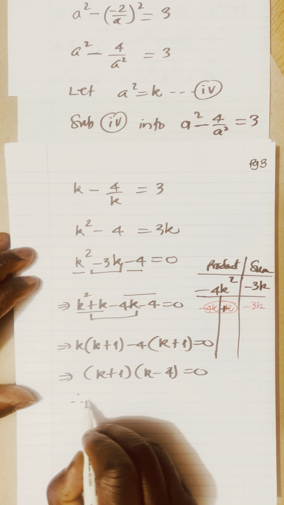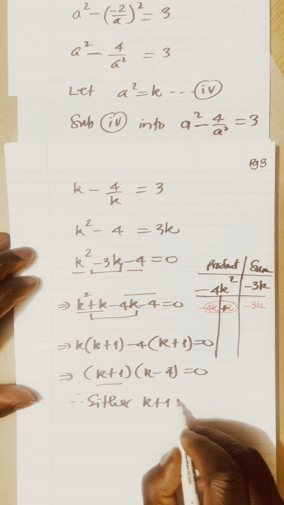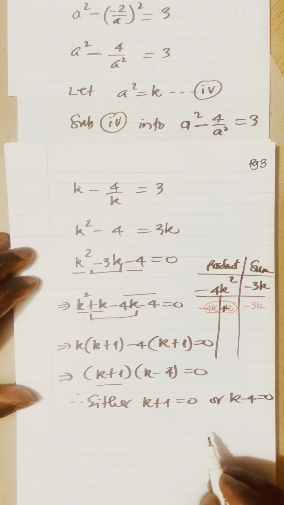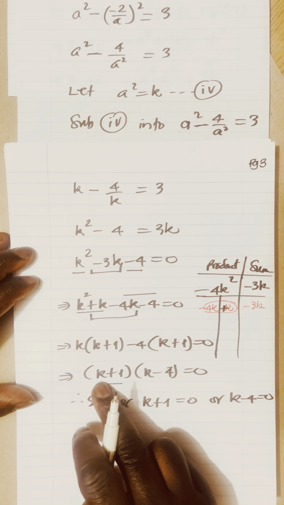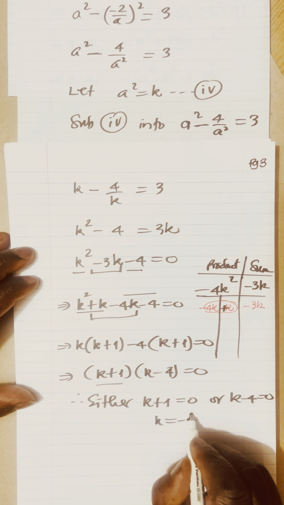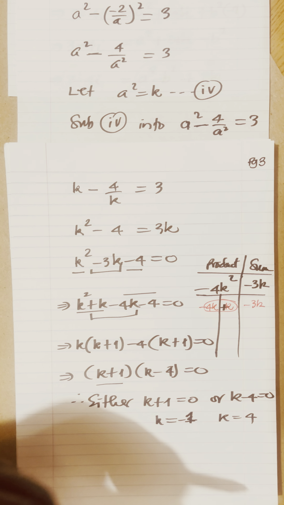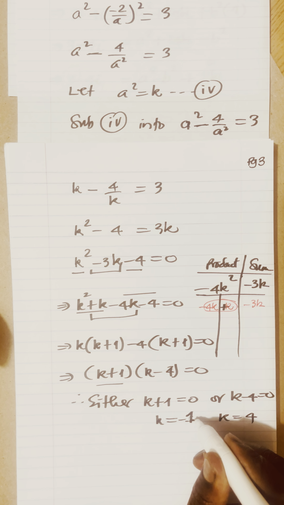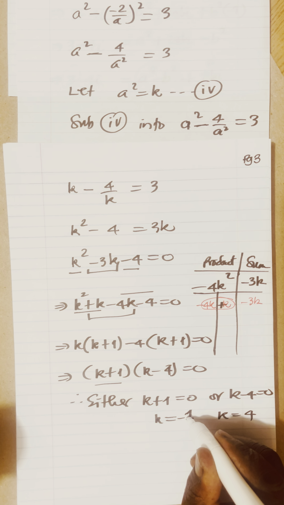And this means either k plus 1, this one here, equals 0, or k minus 4, that one equals 0. When the product of two numbers equals 0, either one is equal to 0 or the other is equal to 0, or both are equal to 0. So here you get k equals minus 1. On the other side, you get k equals 4. Now, let me just clean up here a little bit. Yeah, we have k equals minus 1 there, or k equals 4.